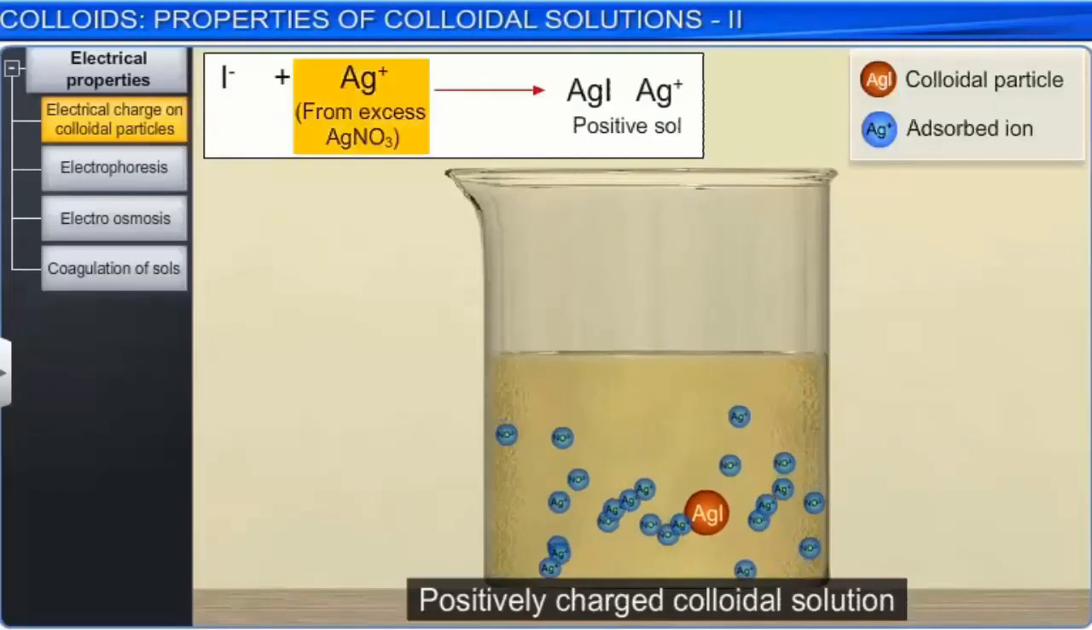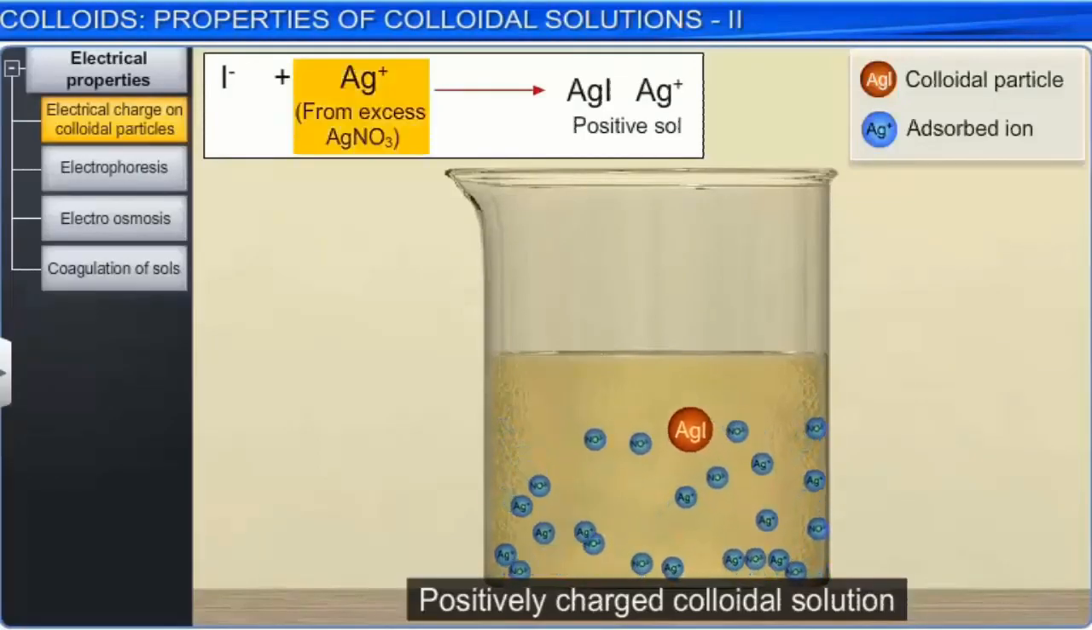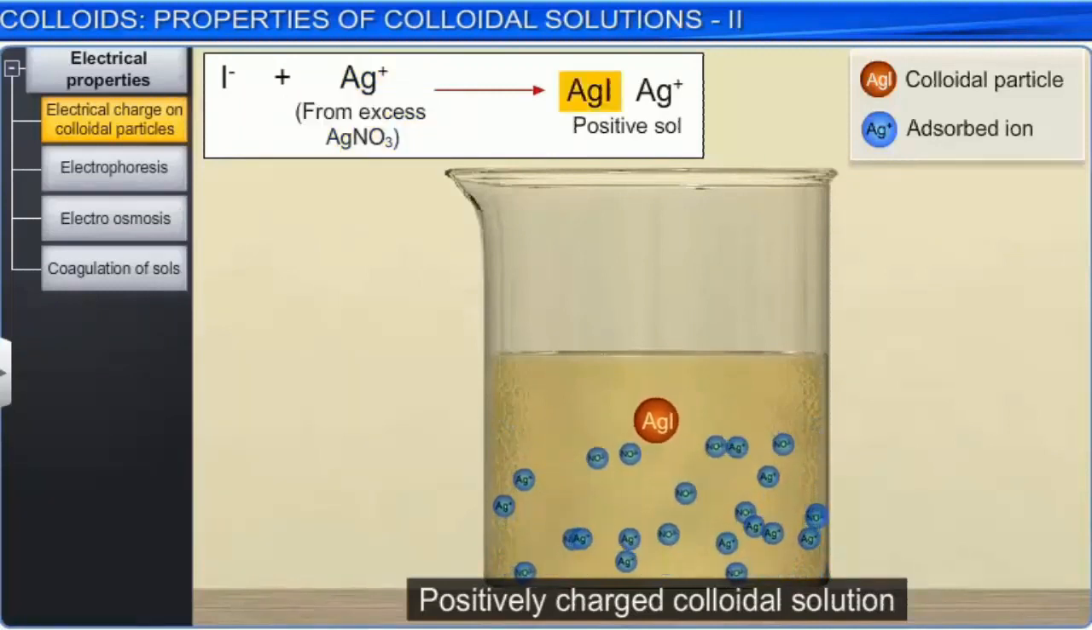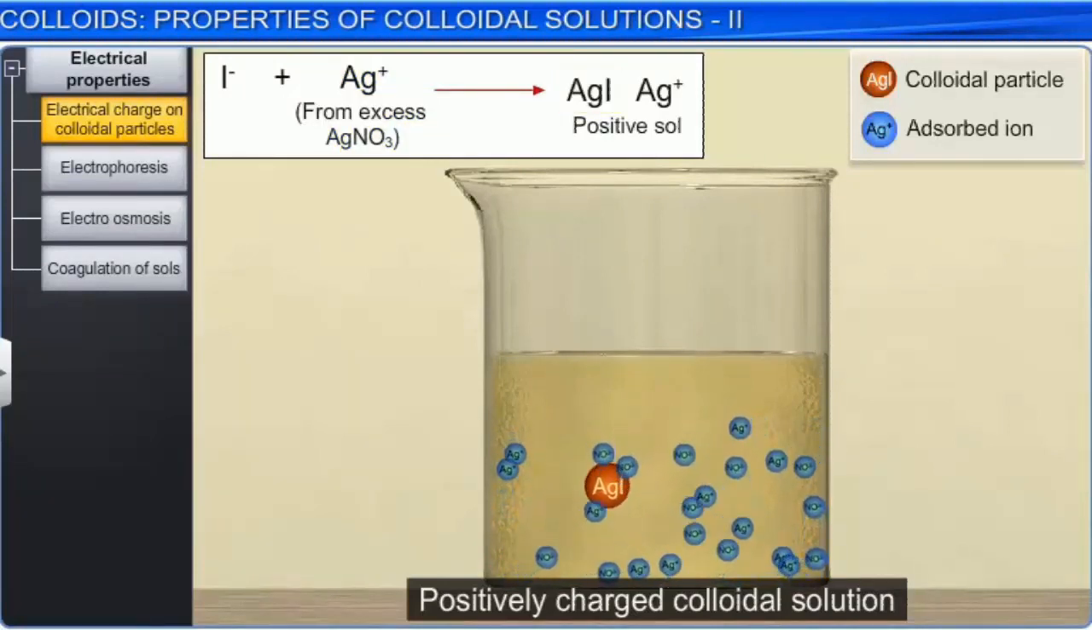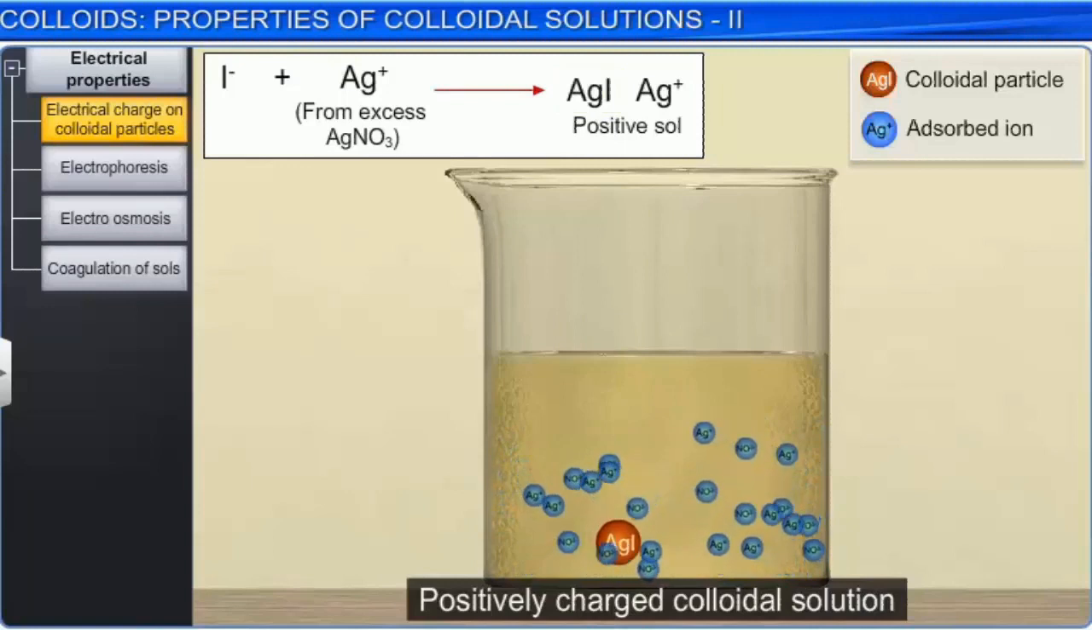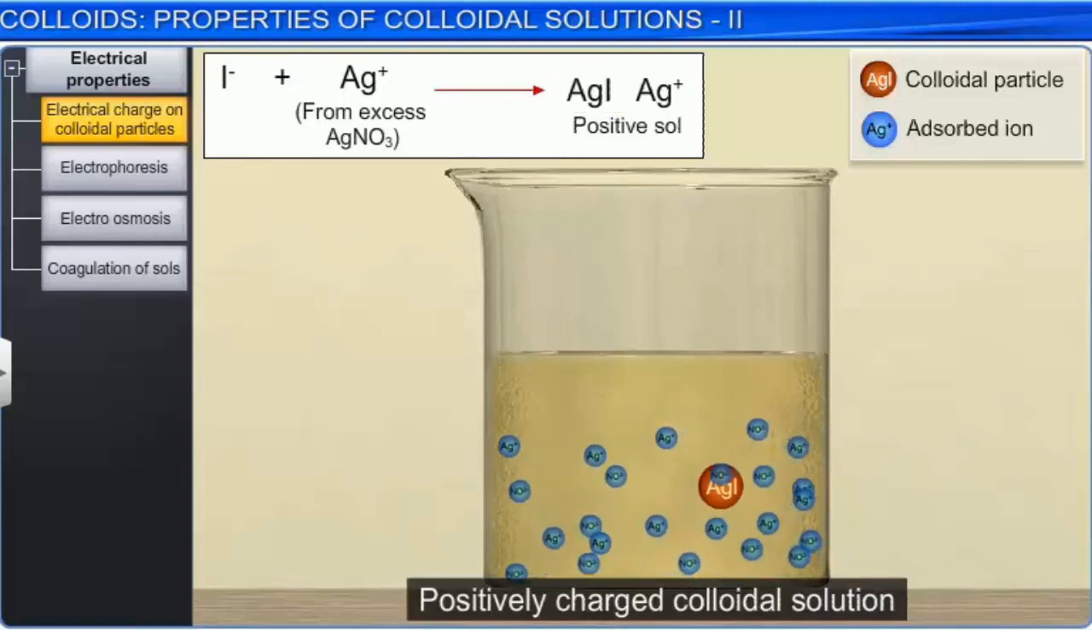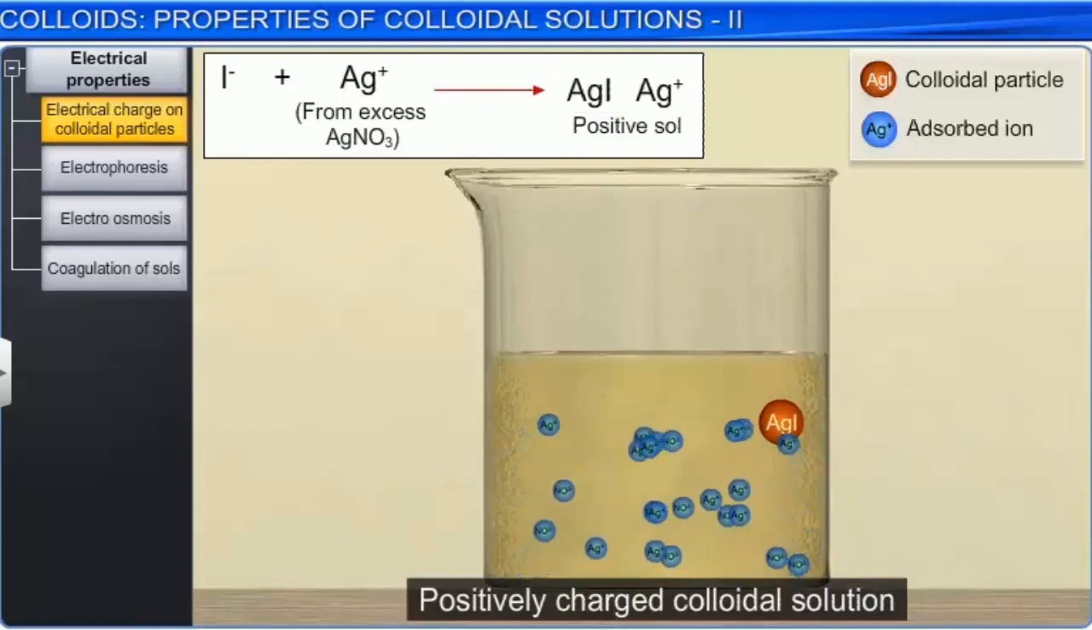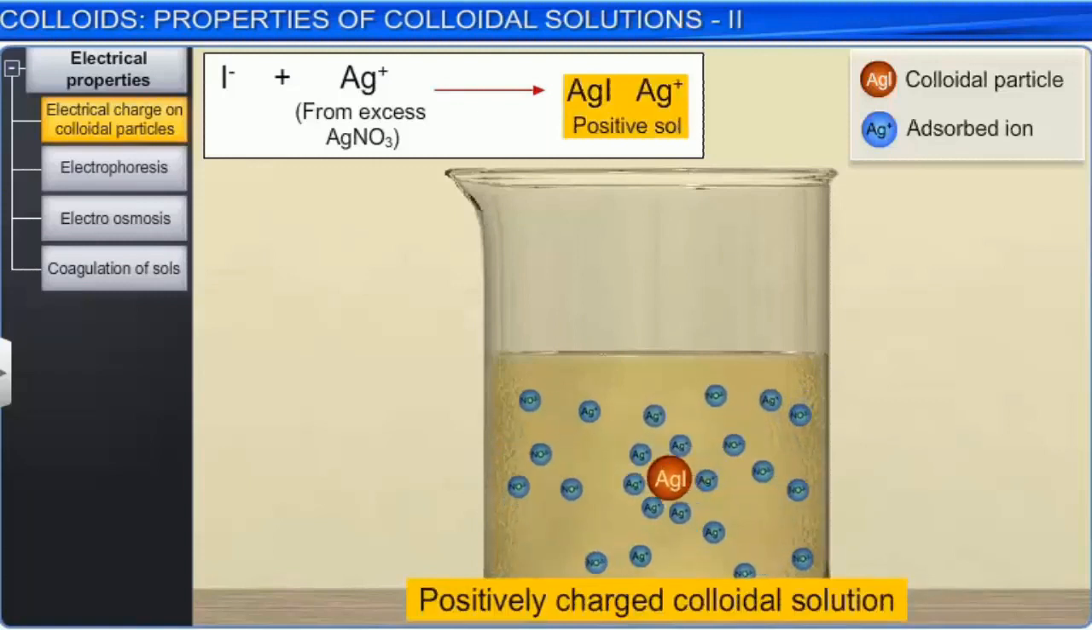This results in the formation of a negatively charged colloidal solution. However, if an excess of silver nitrate is used for the precipitation of silver iodide, preferential adsorption of silver ions takes place, resulting in the formation of a positively charged colloidal solution.